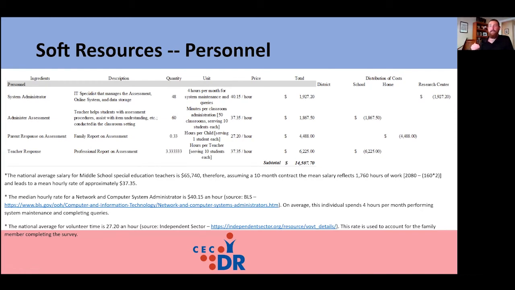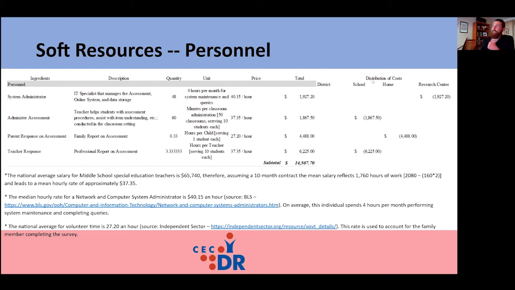Now, if we look at the teachers, we have the teacher response. So this is the teacher actually filling out the survey for 10 students, right? What we're assuming here is that it takes the teacher 20 minutes to fill out a survey for each kid. So then that's 3 1/3 hours, 3 hours and 20 minutes. So you can see that the teacher time costs $6,225 to actually give responses on the survey about their students.